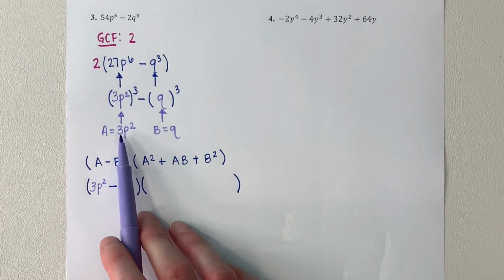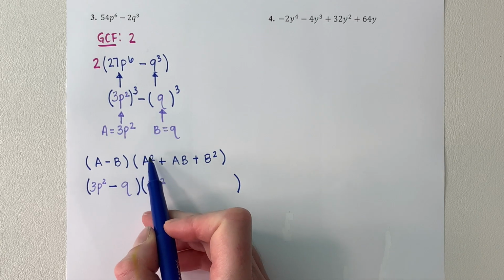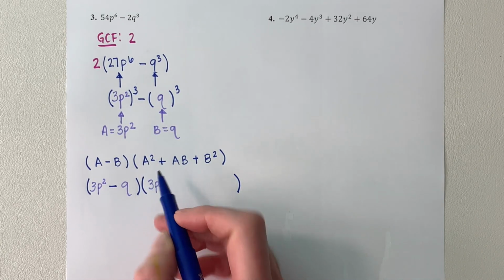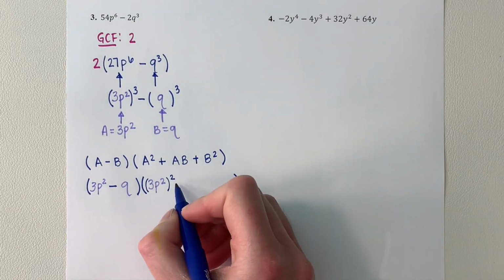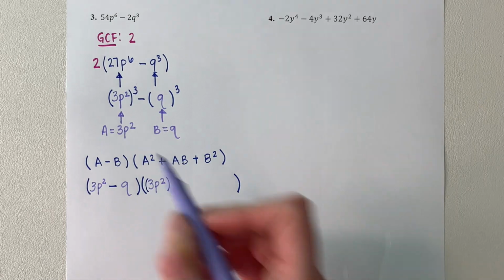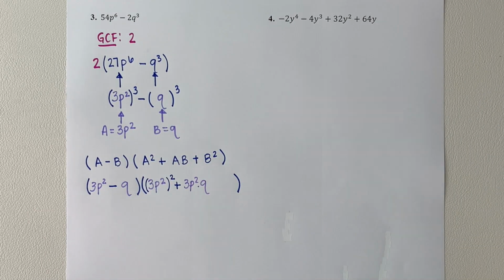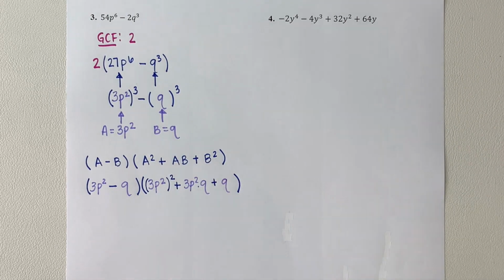Then we need to square a, so we'll take 3p squared. And to make sure that we're squaring all of a, in other words, to make sure we square the whole 3p squared, we need to put it in parentheses and then square it. Then we need to add a times b, so we'll take 3p squared times q, and then we need to add b squared, so we will add q squared.